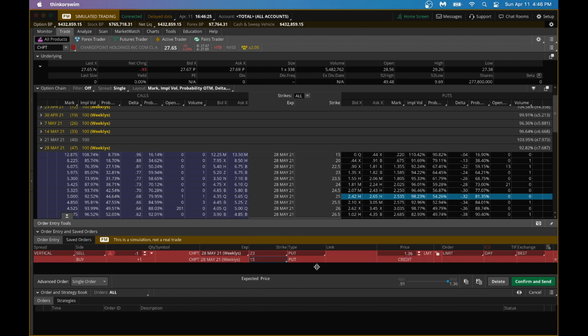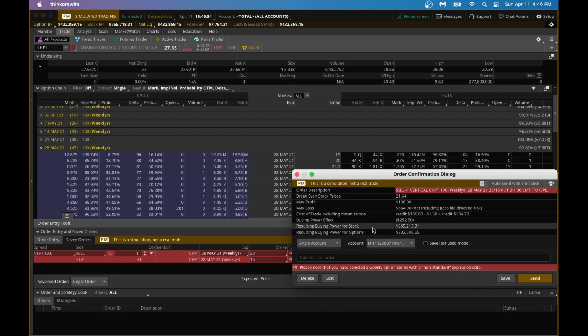So if you do something like this, and if stock comes to 23.15, this is a better idea. You collect $1.36, and your max loss is 664. Defined risk strategy, and you'll get some $136. Your break-even price is $21.64. As long as stock stays above $21.64, you'll break even. So this is another idea.